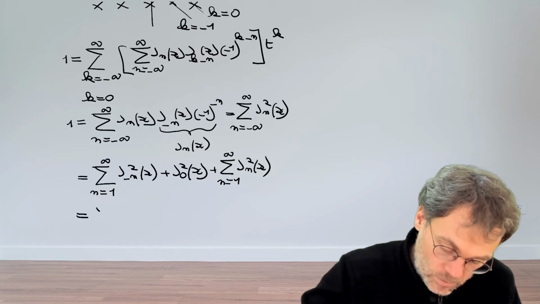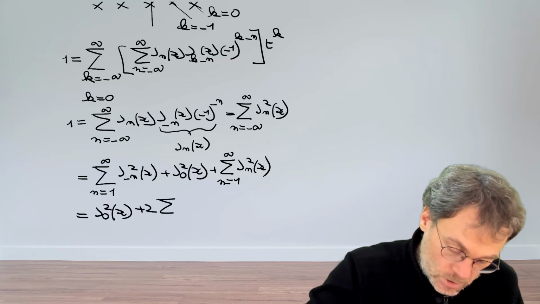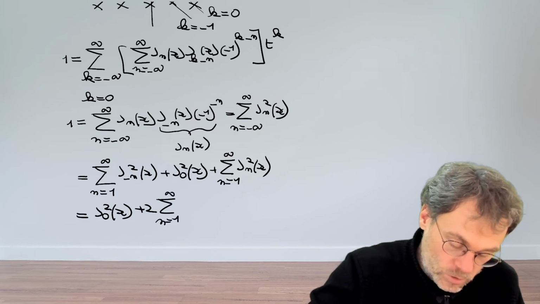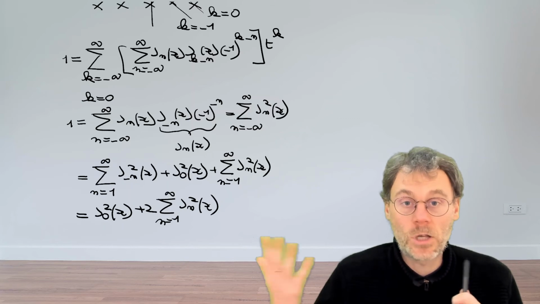So we can write down that this is equal to J_0 squared of x, and then twice the sum, going from 1 to infinity, J_n squared of x, which is what we needed to show.